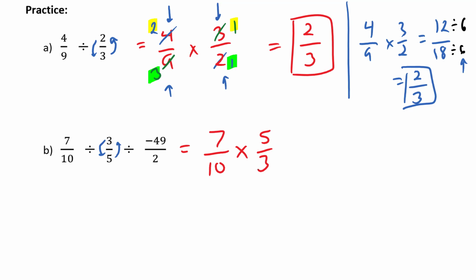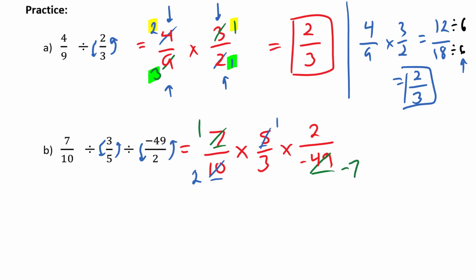We have another division sign. So again, we take the reciprocal and turn it into a multiplication symbol. Now, can we cancel anything out here? Yes, we can. 10 and 5, I can take 1 5 out of there. I can take 2 5s out of there. What else can I do here? I have a 7 and I have a 49. I can take 1 7 out of there. I can take minus 7 out of minus 49.